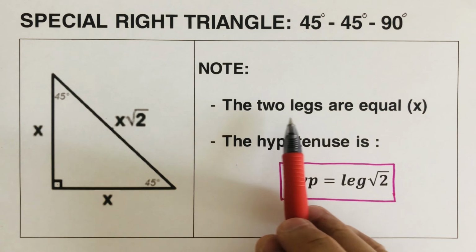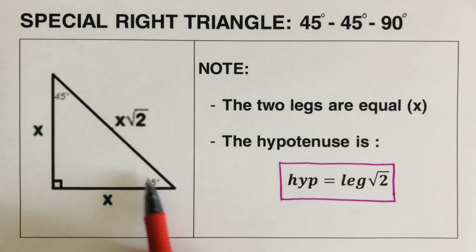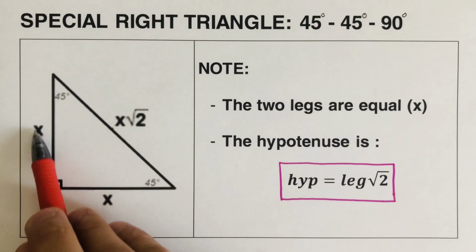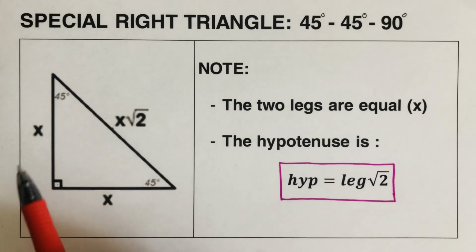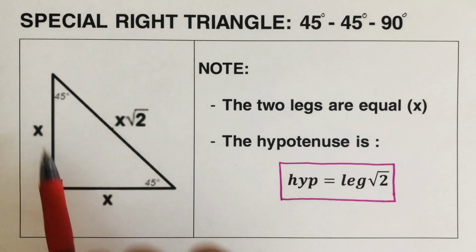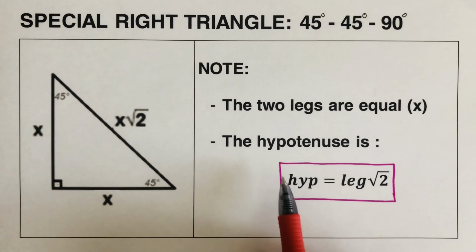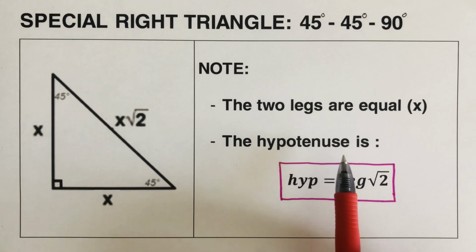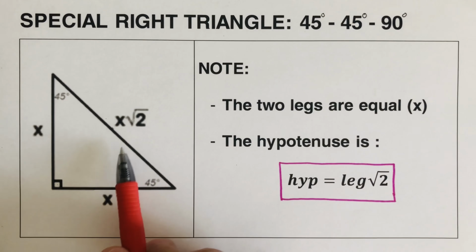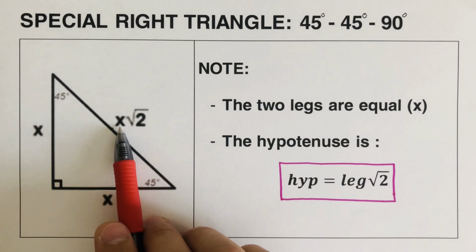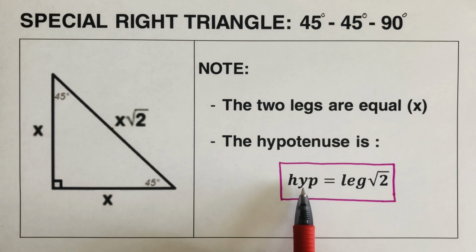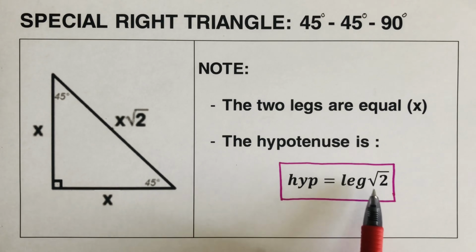Now these are the two basic features for 45, 45, 90. First is that the two legs are equal. Since both of the angles are 45, the two sides right here, which are the two legs, would be the same. So I label them as x and x. Whatever the value of x is, they're going to be the same. The other feature is that the hypotenuse of this 45, 45, 90 degree triangle would be x square root of 2. The x was the leg, so the formula for the hypotenuse is leg square root of 2.